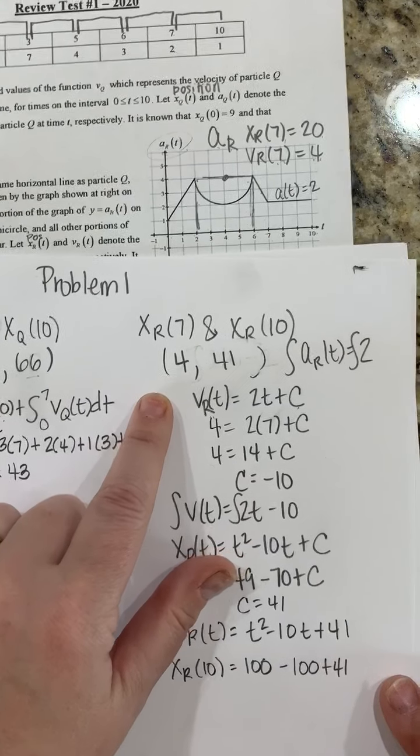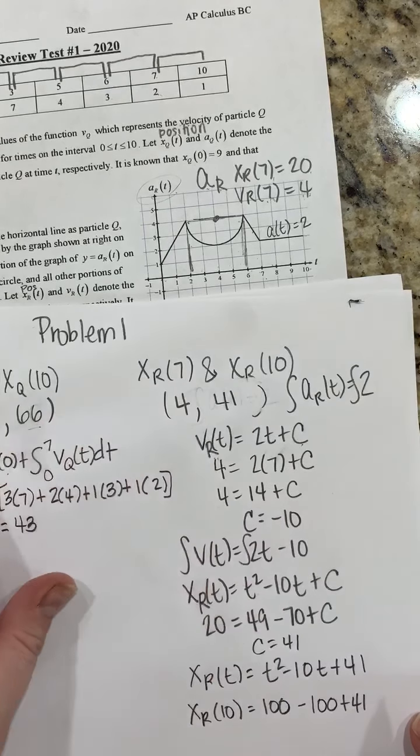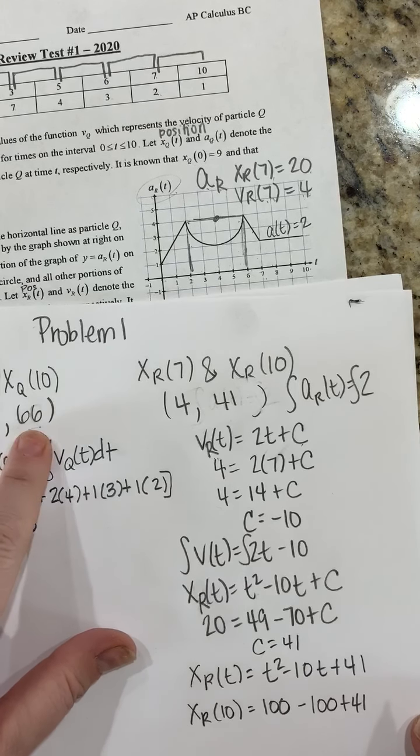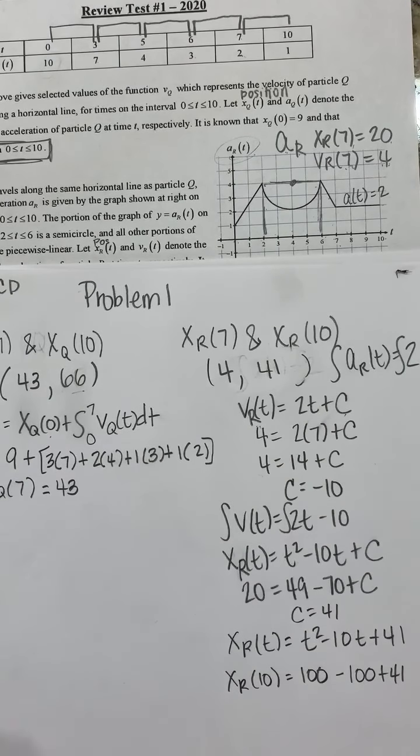So particle R is between 4 and 41 from 7 to 10, and Q is between 43 and 66. Is there any time that they could meet? No.